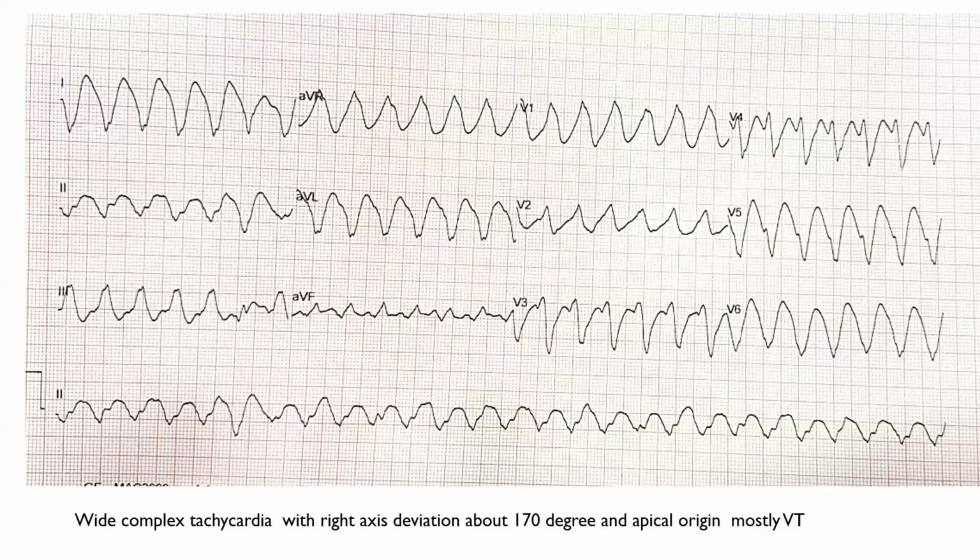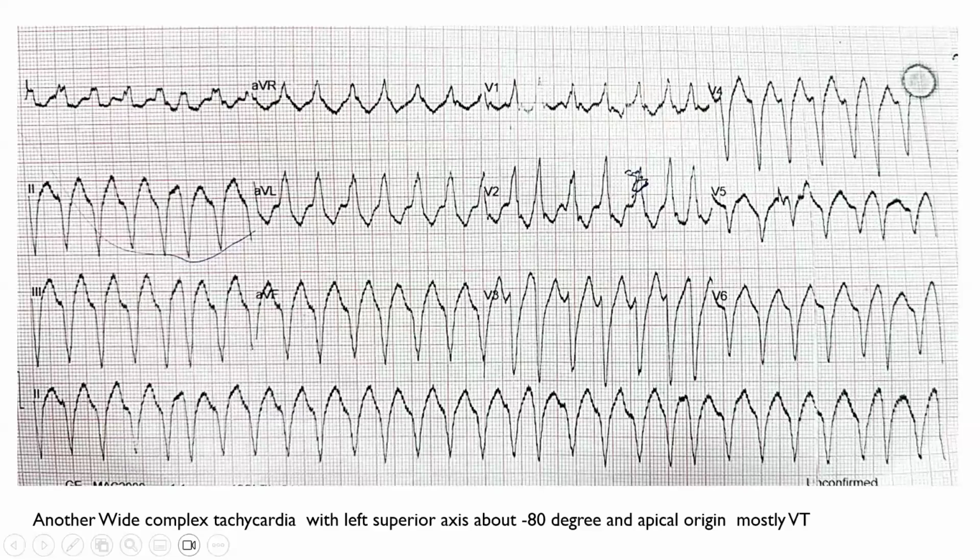So this is also another documented VT for the same patient. As we can see, it has a different morphology from the previous one. It has a left superior axis; leads 2, 3 and aVF are negative. So the axis is about -80. And again, V3 and V4 have a negative QS complex, suggestive of apical origin.